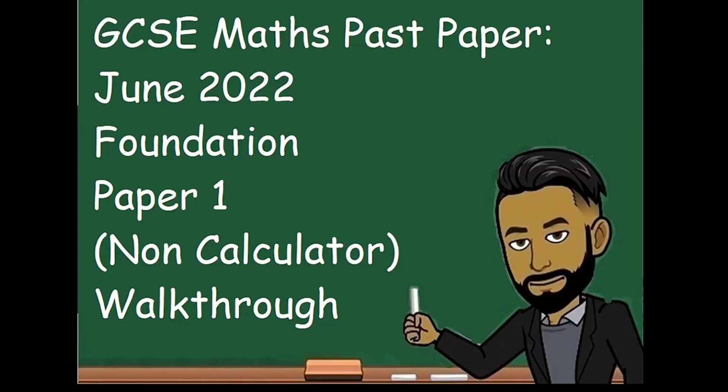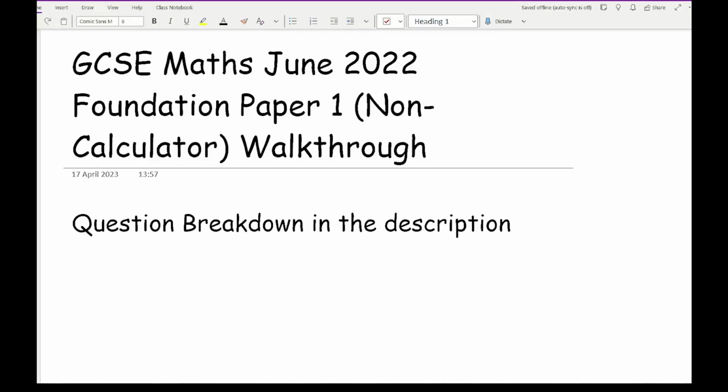So welcome everybody to this latest video on 162 Maths, and in this video we'll be going over the GCSE Maths June 2022 Foundation Paper 1, which is the non-calculator paper. Now as always, I'll include a question breakdown in the description below so you can see which topic refers to which question. So let's get started on this June 2022 Foundation Paper 1, which is the non-calculator paper.